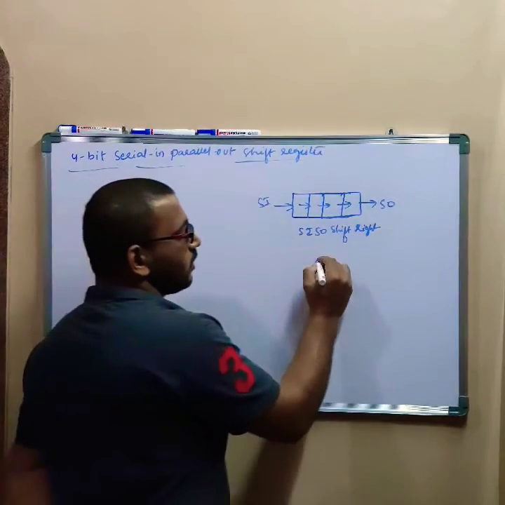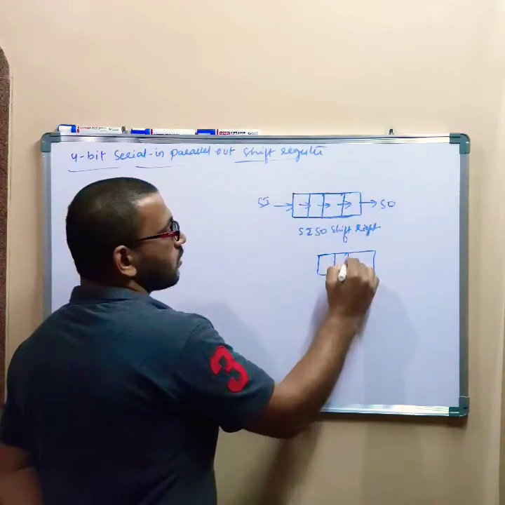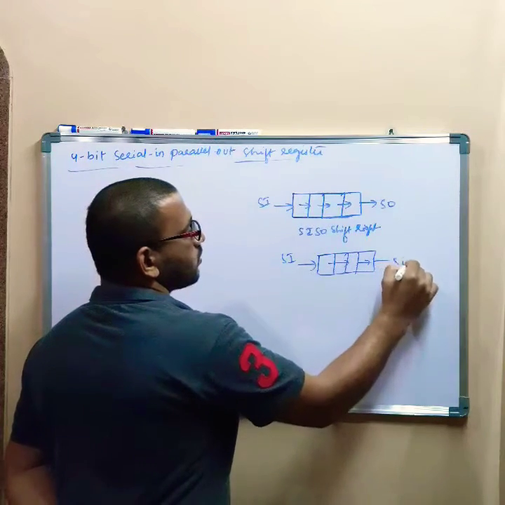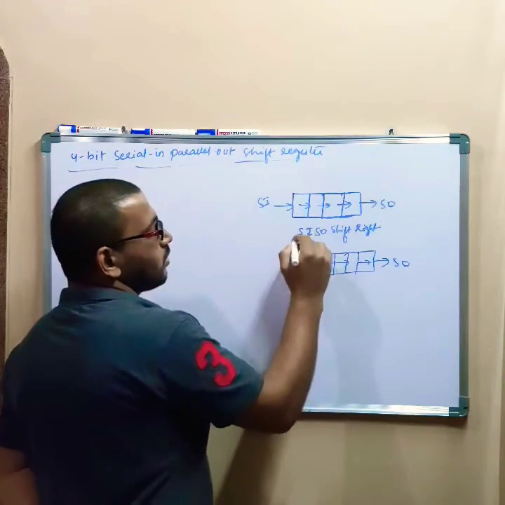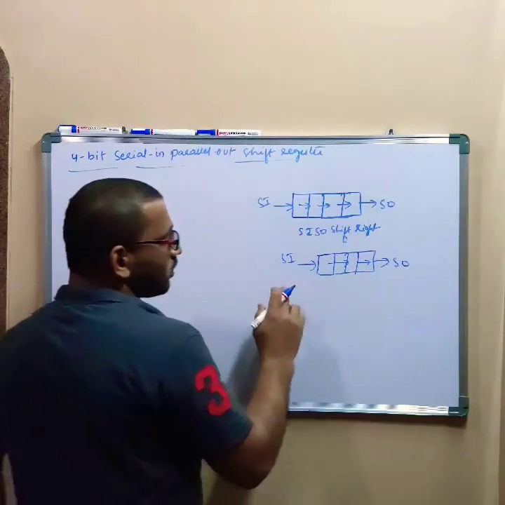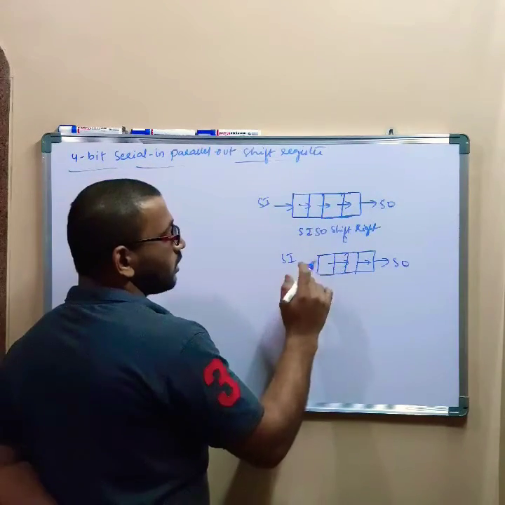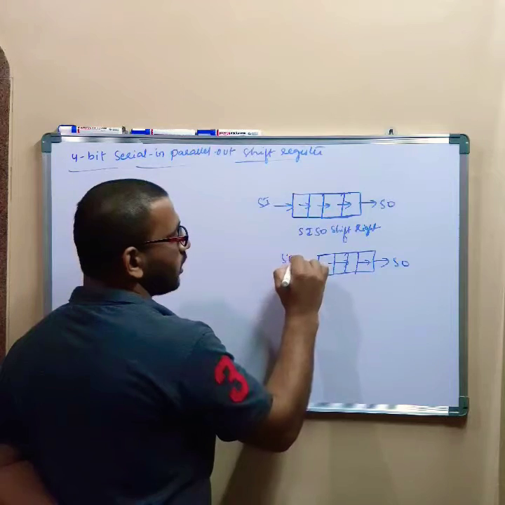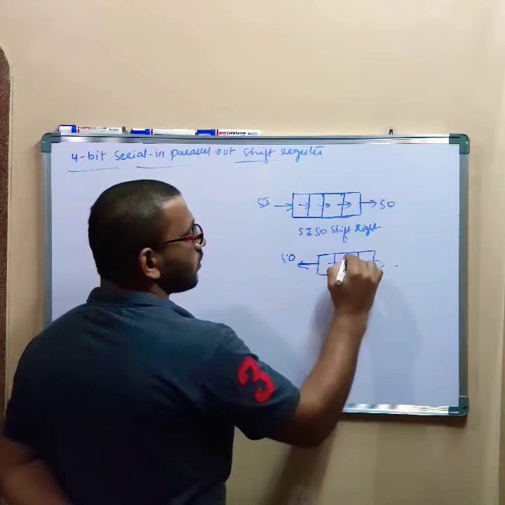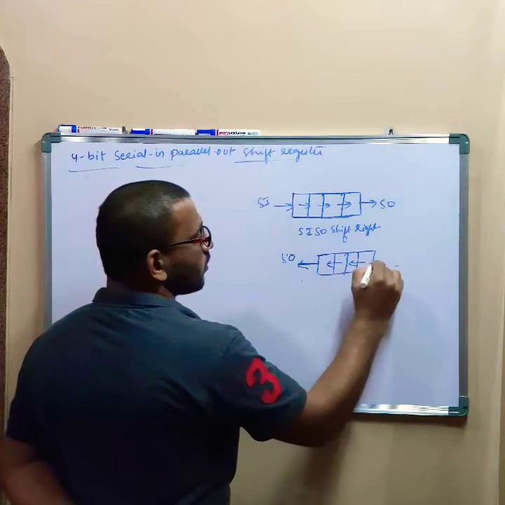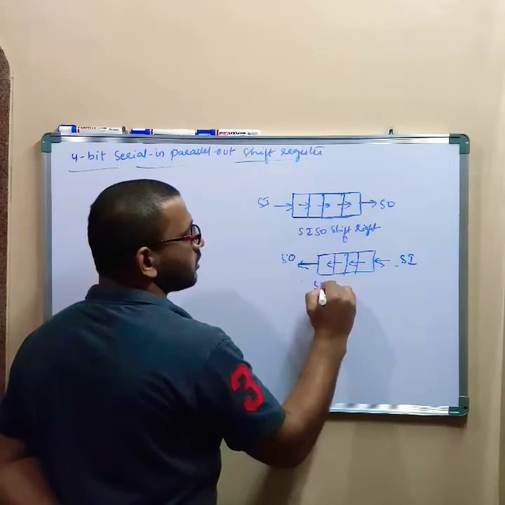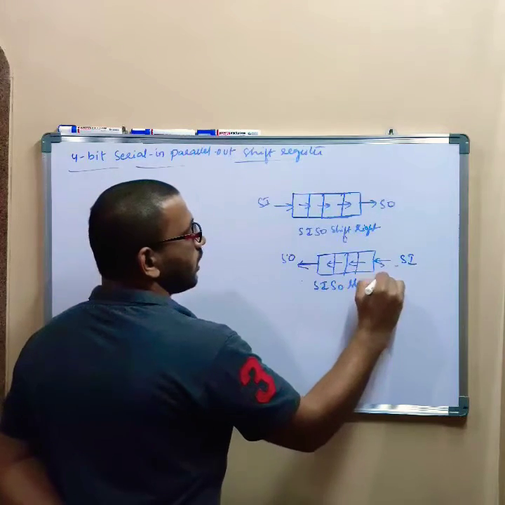The logic symbol for this will be this one, serial input, serial output. Both are same, right? So shift left, if you take shift left, you will get serial output here, serial out, you will apply serial input here, serial output, SISO, shift left.